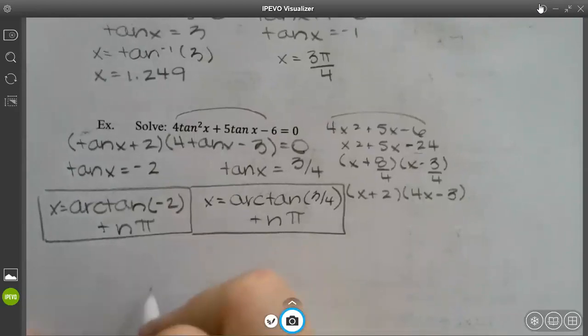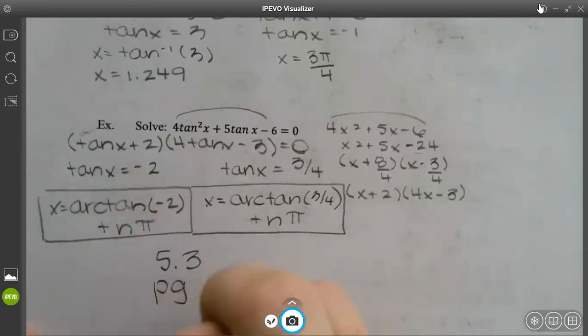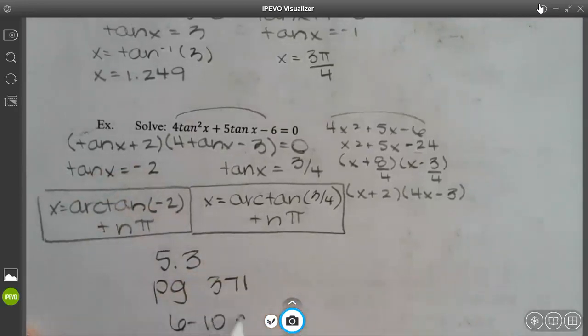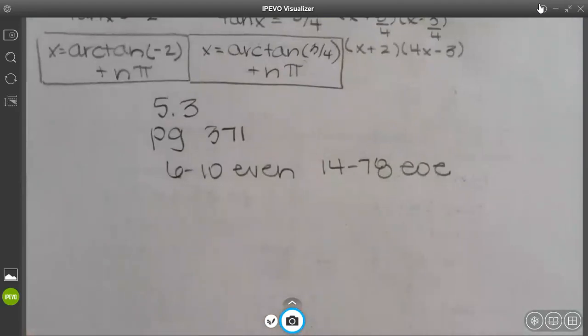All right, listen to me carefully. 5.3, page 371, 6 through 10, even. 14 through 78, every other even. If you don't do it tonight, remember tomorrow you're working all day anyway. Okay, so all 3 homeworks, 5.2, 5.3, and the work that you're getting tomorrow, is due Monday. Does everybody understand? So doing a little bit tonight only gets you ahead unless you just want to wait. And I mean, that's fine. You can do everything tomorrow in class.